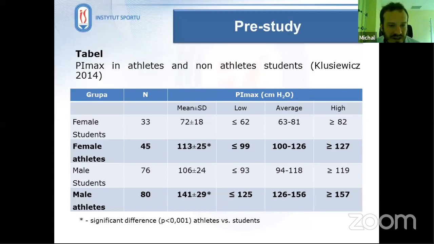So we had 33 female students and 45 athletes, and in male group 76 students and 80 athletes. So at the beginning we saw that athletes have higher maximal pressure and higher strength of inspiratory muscles, as well as female and male students as well. So we have done some norms, some reference values for our athletes on the basis of these groups. So that is what athletes should have to have average strength of inspiratory muscles. Above that, they were on a high level of that measurement.